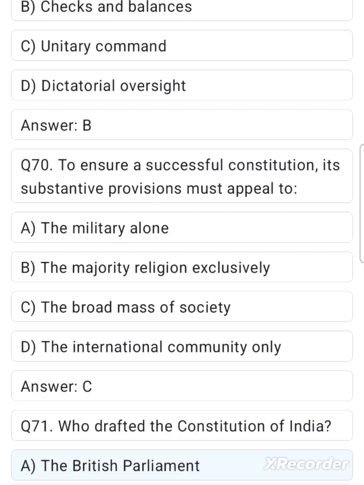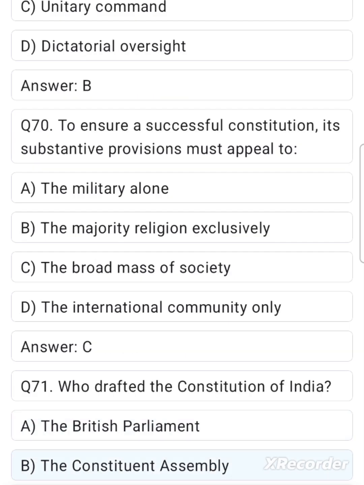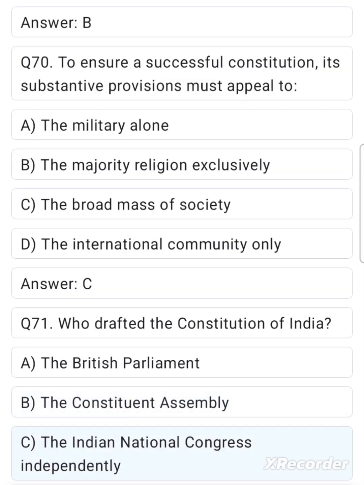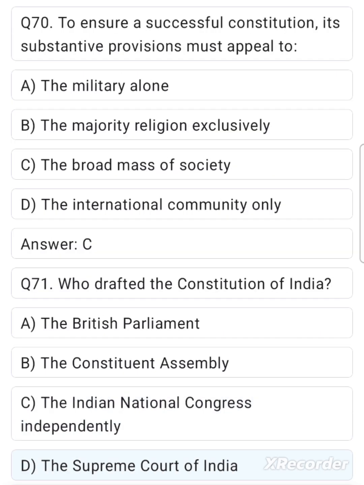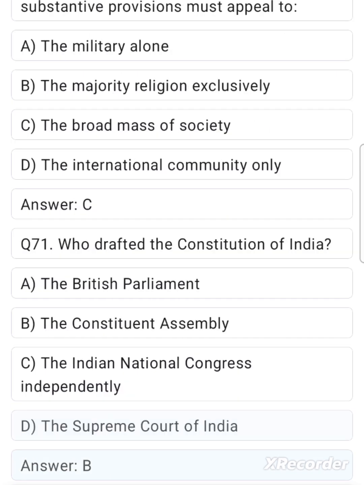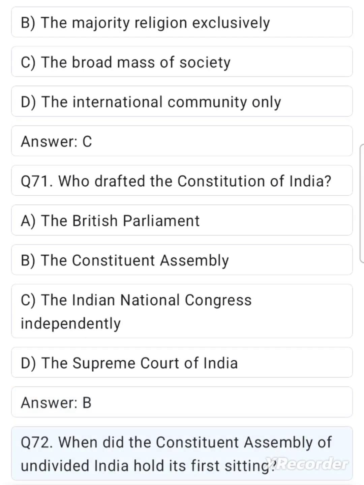A. The British Parliament. B. The Constituent Assembly. C. The Indian National Congress independently. D. The Supreme Court of India. Answer. B. Q72. When did the Constituent Assembly of Undivided India hold its first sitting?